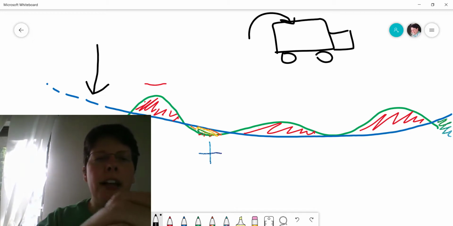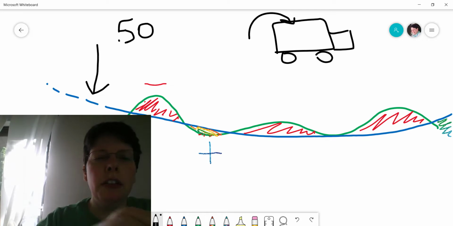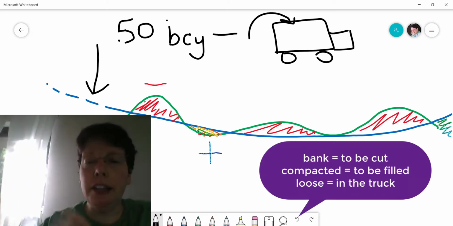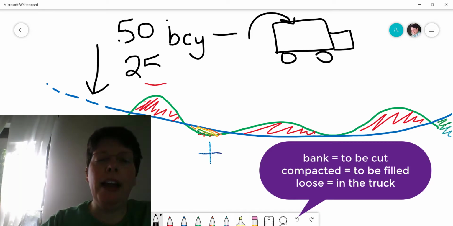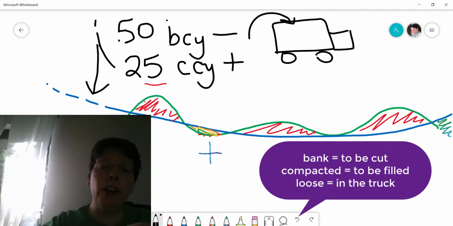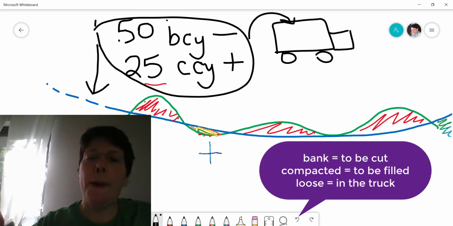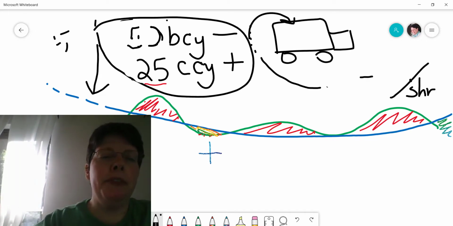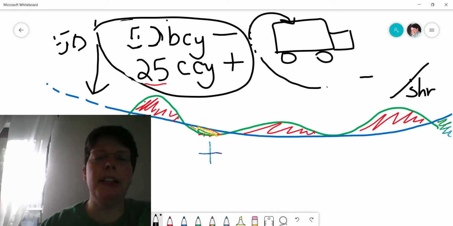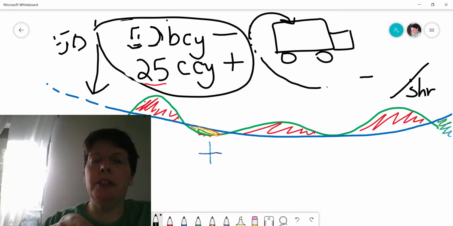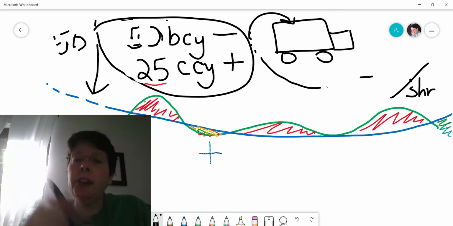So let's say you've got 50 bank cubic yards of cut and 25 compacted cubic yards of fill. Those are both in the ground. For some reason, my stylus isn't working. So you've got 50 bank cubic yards of cut and 25 compacted cubic yards that you need in the ground. These are all in the ground.